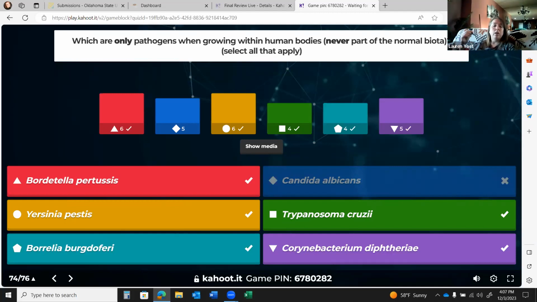Okay, so Bordetella pertussis, that is whooping cough. Yersinia pestis, that's the plague. Borrelia burgdorferi, that's Lyme disease. Trypanosoma cruzi, that's Chagas disease. And then Corynebacterium diphtheriae, that one is diphtheria. This is pretty straightforward. Those are definitely disease-causing organisms. You would never have Yersinia pestis as part of your flora. That would not make any sense ever. So cool, I think that's all I'm going to say about that.